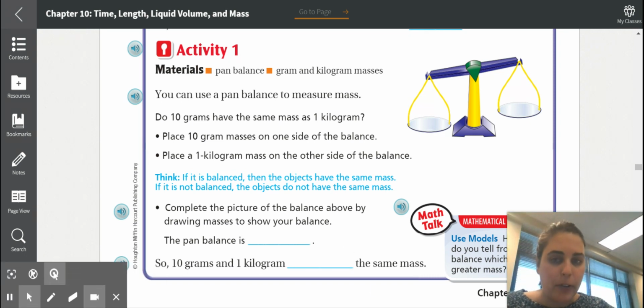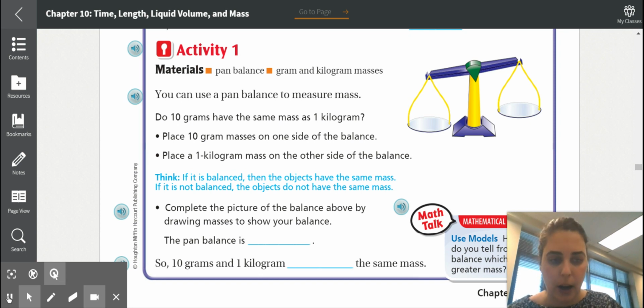All right, I hope everyone just watched that video. It kind of talks about how when the bar in the middle is even, then you know that both objects on either side weigh the same amount. And that's how you can measure how much something weighs, like a pencil or a pen. We wouldn't use a pan balance to weigh something like a person.